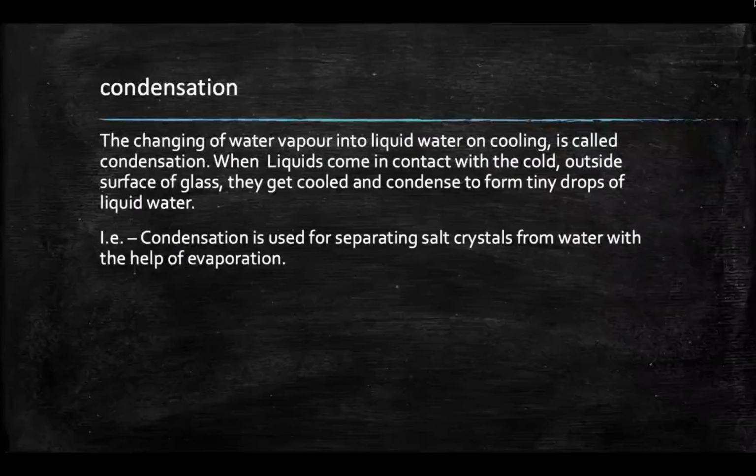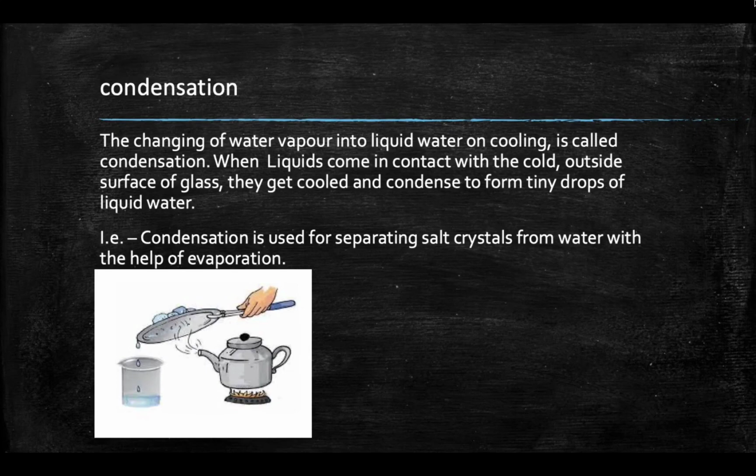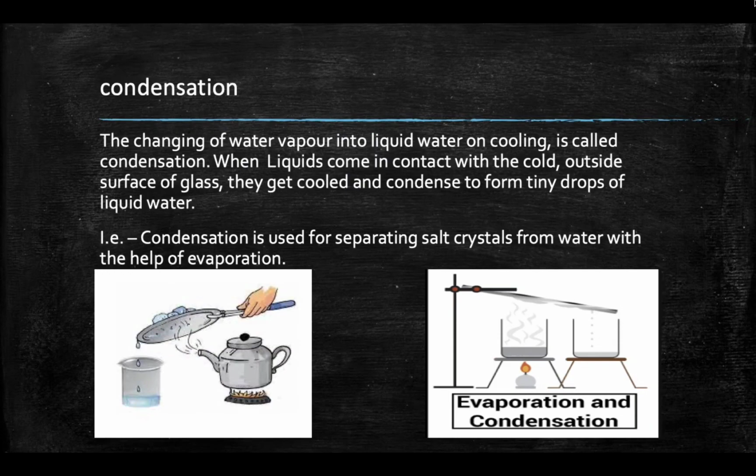Condensation. Condensation is the method of changing water vapor into liquid water on cooling. When liquids come in contact with the cold outside surface of glass, they get salt crystals from water with the help of evaporation.